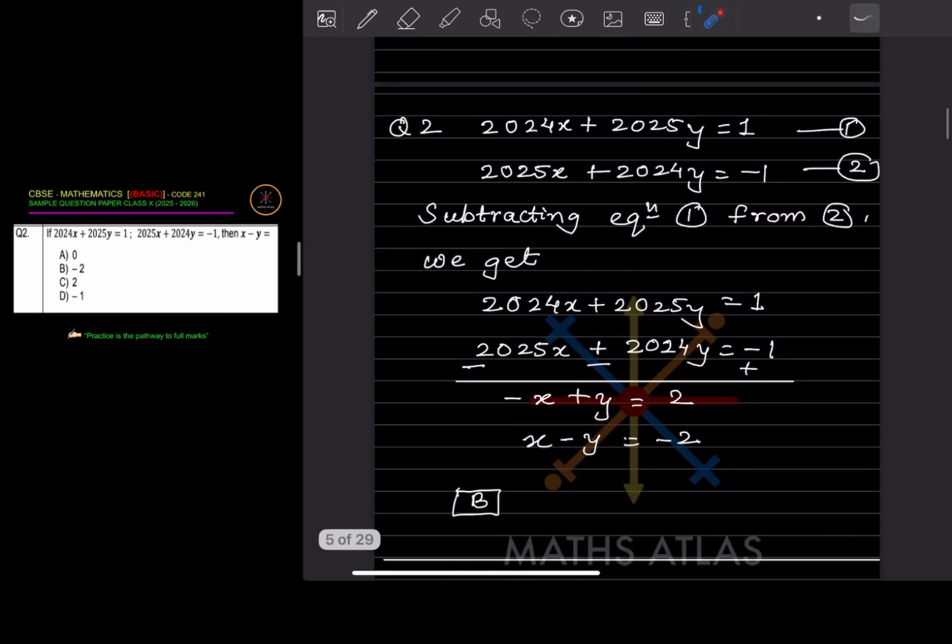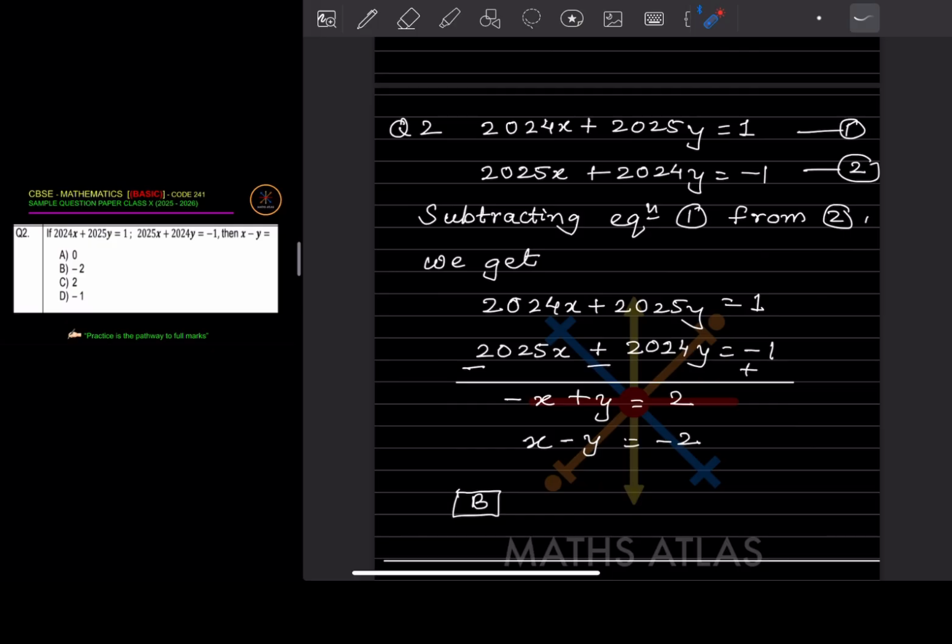Now let us see question number 2. This is the first equation given and this is the second one. In this one, the constant is 2024 in both, so these are the same. We want the value of x minus y. So we consider this as equation number 1 and this as equation 2, and we subtract the two equations. Here this is plus, so it becomes minus. The same equations are written here. Here plus becomes minus, here minus becomes plus.